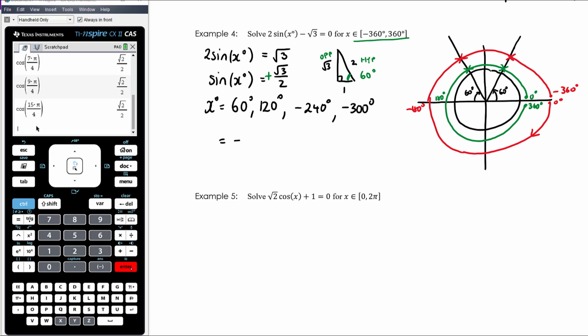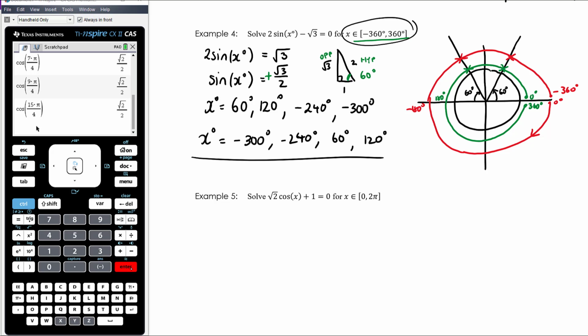Again, let's write them in order. Negative 300 degrees, negative 240 degrees, 60 and 120. Okay, as I said, you won't have to work in degrees very often, but it's not asking you here to convert to radians. It's giving you the domain in degrees. You're told to find x in degrees. You just need to work in degrees.